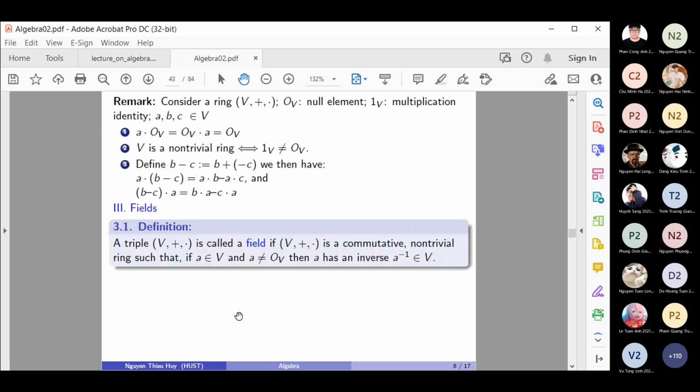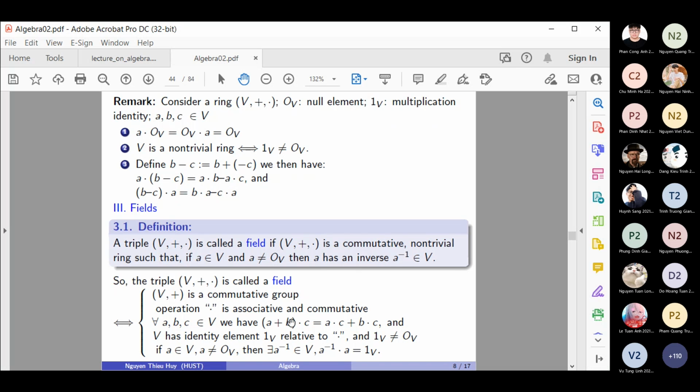So this is again a field. A field is very convenient to compute in. For example, you can solve an equation not only for addition but also for multiplication. You only have to require that A is not zero, and then you can solve the equation AX equals B. When A is not zero, you can take the inverse of A to eliminate A, right?